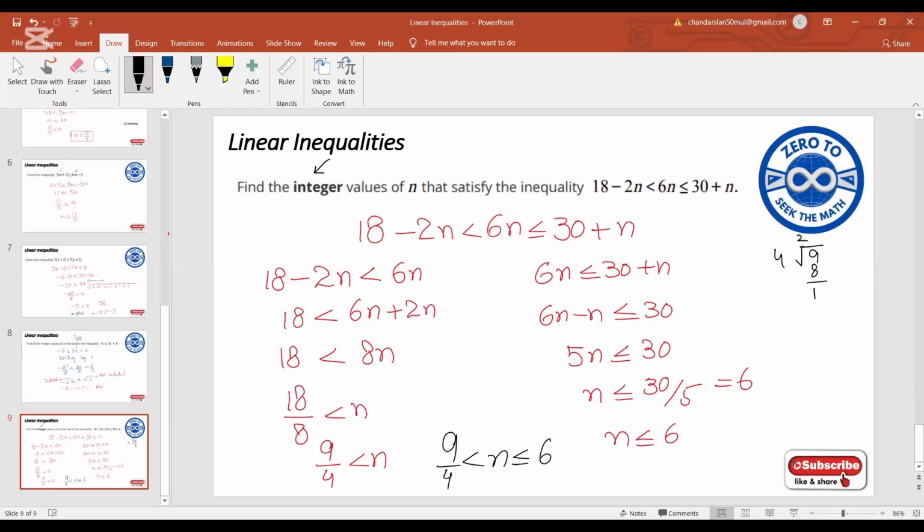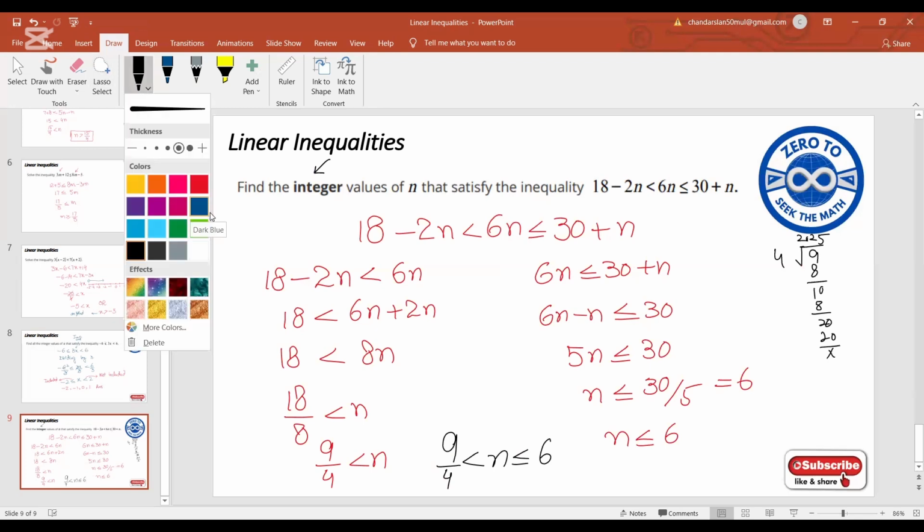Then we have 1, then again 4 twos are 8. Then we have 2, then 2.25. I mean, if I put 0 over here, the answer will be 2.25. Now I have to take the numbers after 2.25 up to 6. So the numbers will be above 2.25.